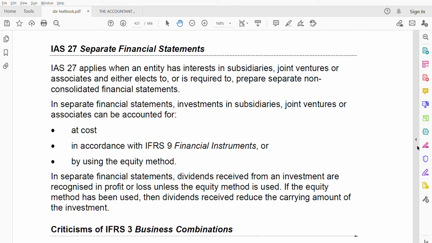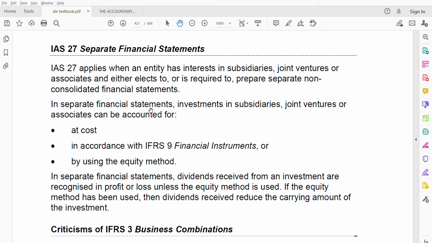So IAS 27 applies when an entity has interests in subsidiaries, joint ventures, or associates and either elects to or is required to prepare separate non-consolidated financial statements. They are not consolidated. They are separately just for the subsidiary or joint venture or associate. They either elect to do that or they are required to do that. An entity also needs to have a subsidiary or a joint venture or an associate to apply this standard, IAS 27.